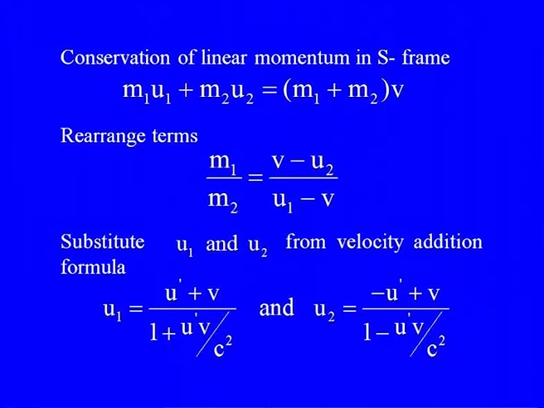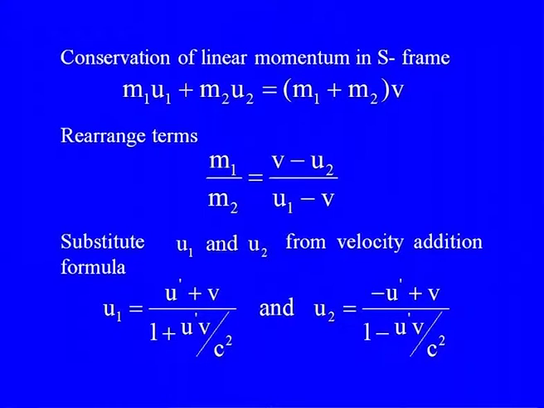It is going to be m1 u1 plus m2 u2, that is the total momentum in the S frame before the collision, and then after the collision it is going to be (m1 plus m2) times v, that is the velocity with which this combination A plus B, or this m1 plus m2, is moving. Now, rearrange terms, do a little simplification, so you immediately get m1 by m2. m1 by m2 is nothing but (v minus u2) divided by (u1 minus v). Well, that is very simple, you just take all the terms involving m1 on one side, all the terms involving m2 on the other side, and then do simplification.